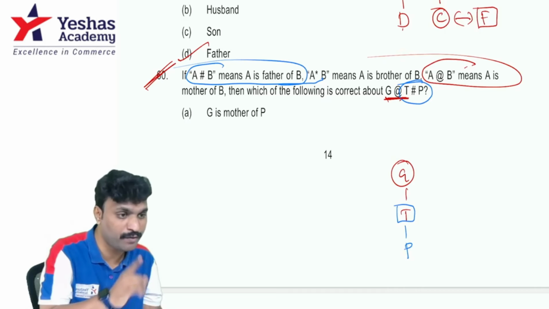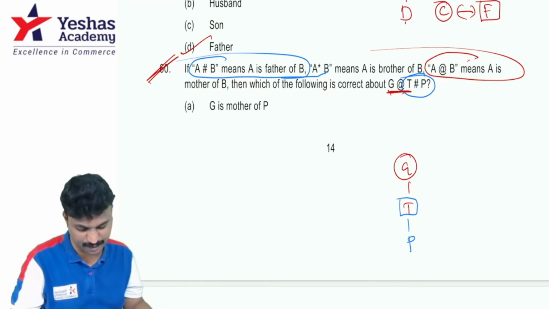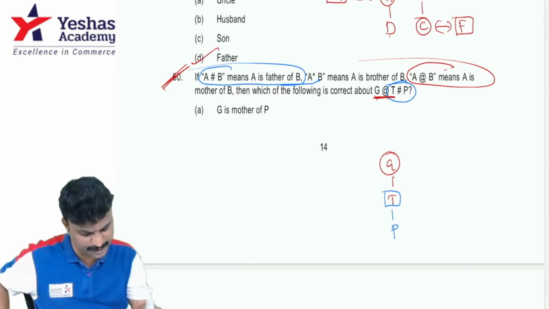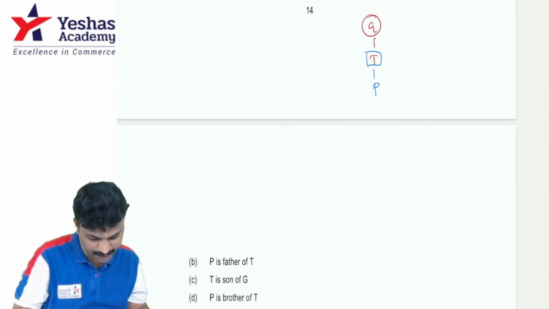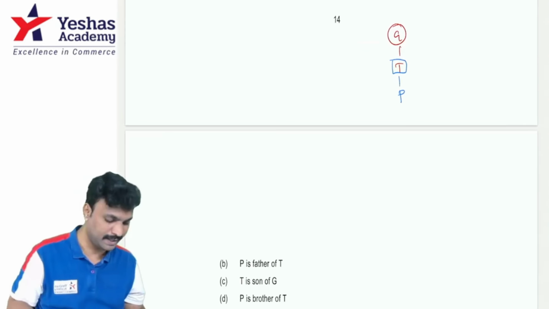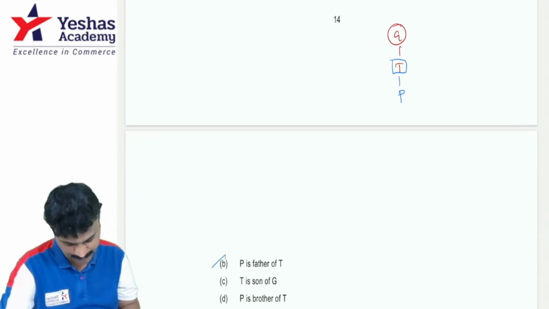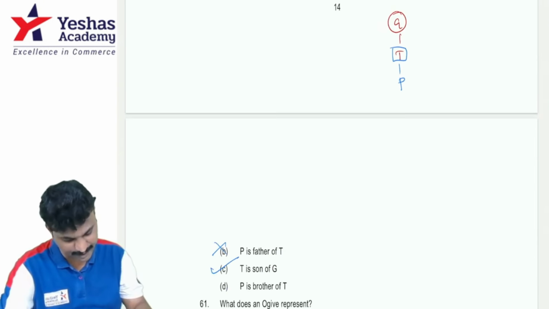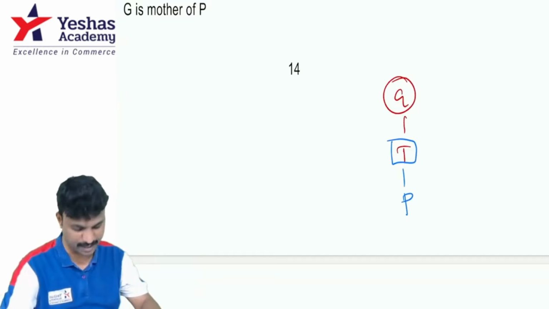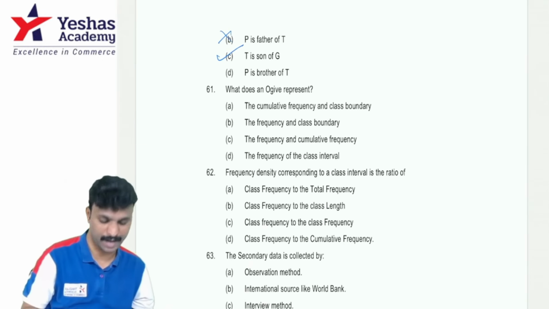Now, which of the following is correct about this statement? G is mother of P. G is actually grandmother of P. It's not correct. Second one, P is father of T. No, P is actually the child of T. So it's not the correct one. T is son of G. Correct. T is definitely G's son. That means option C is the right answer.